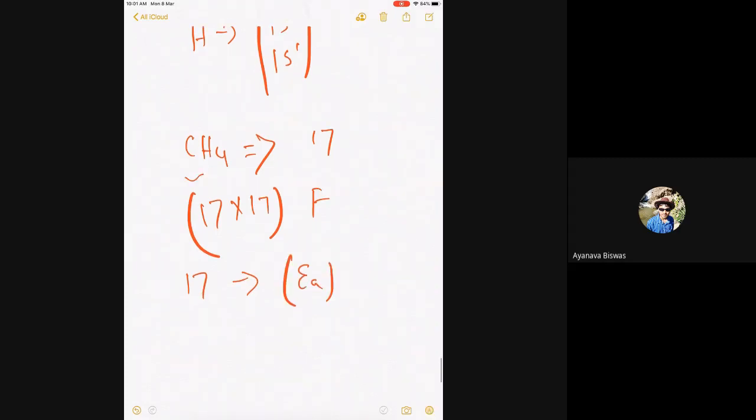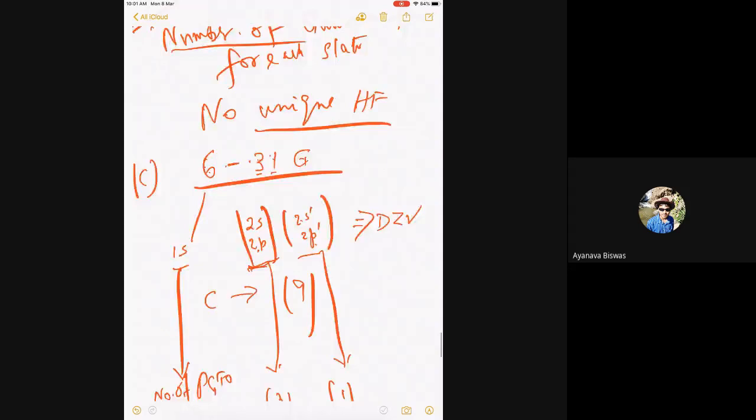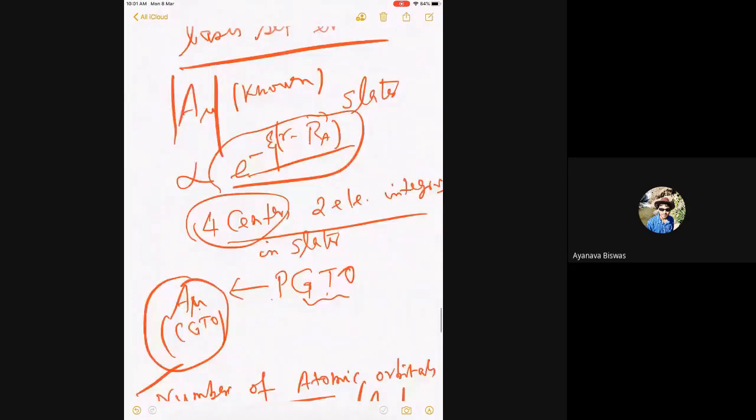But methane has how many electrons? 10. So Hartree-Fock will use only 5 of them. The rest of them will become virtual orbitals or unoccupied orbitals. You might have already heard this. And that will be very, very important when you go forward. All right. So I will close it here.